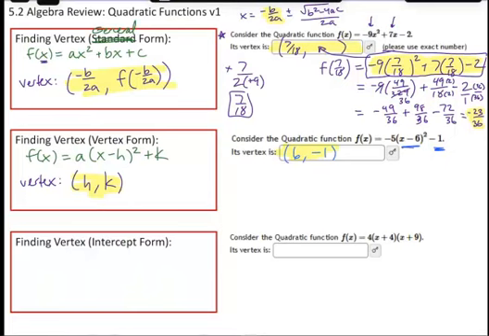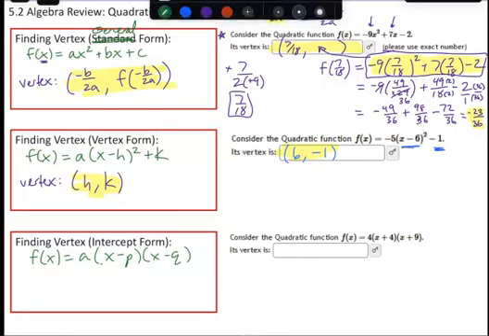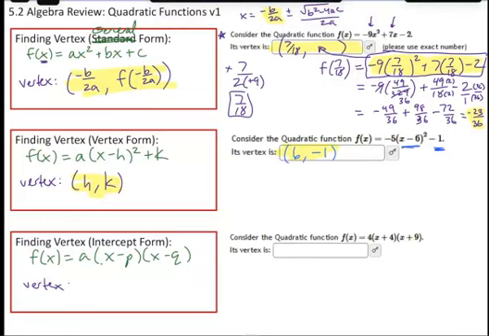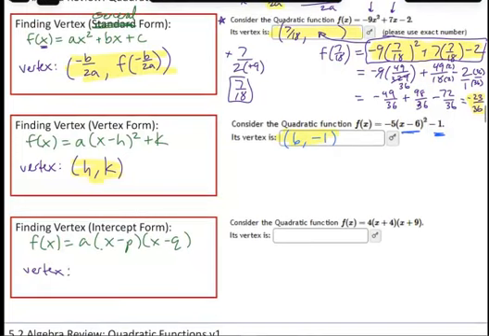And then the last form is if you're given something in intercept form where it's already factored. So that's going to look like the following. Again, leading coefficient a factored out, x minus p and x minus q are your factors. And when you find the vertex for these, it's based on the following pattern. I'm going to talk through it here first.